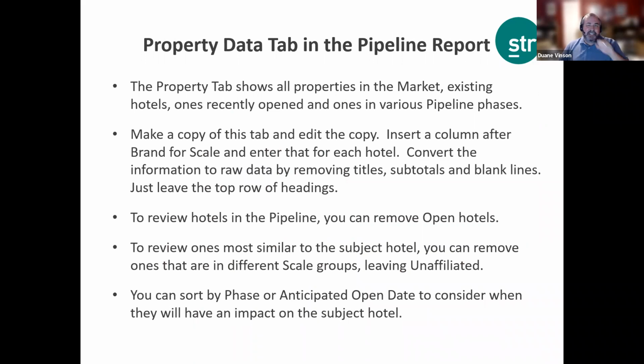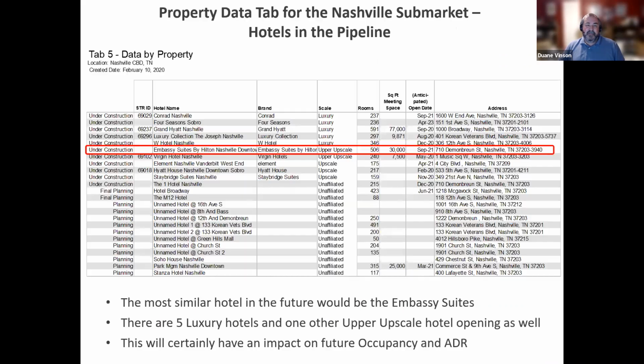The property data tab that's in the pipeline reports is going to give us some really valuable information. That's going to give us detailed information on hotels in the market, right? Existing hotels, as well as those that are in various phases of development. This is where we can really now drill down and identify potential competitors.